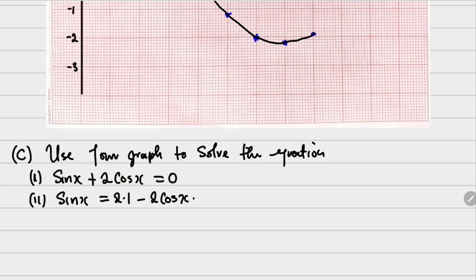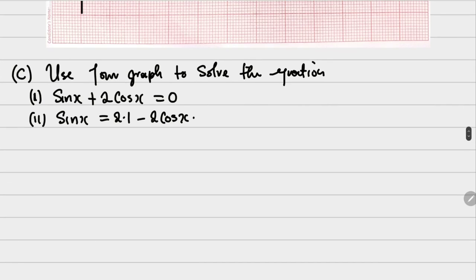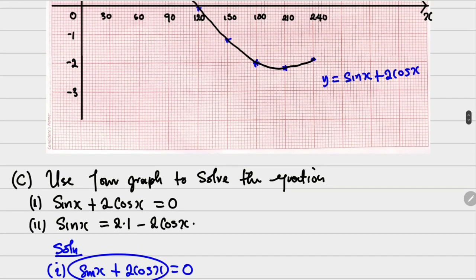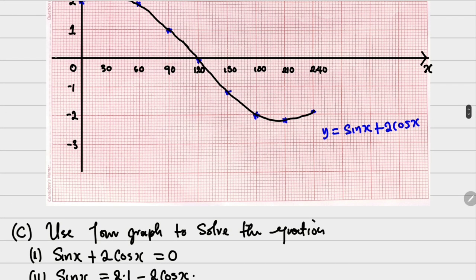Now, to use our graph to solve this, don't forget that this graph is a graph of y equals sine x plus 2 cos x. If you check the first question, Roman figure 1, it says sine x plus 2 cos x is equal to 0. Take note that this is actually equal to y. So they're asking you to solve this question where y is equal to 0.